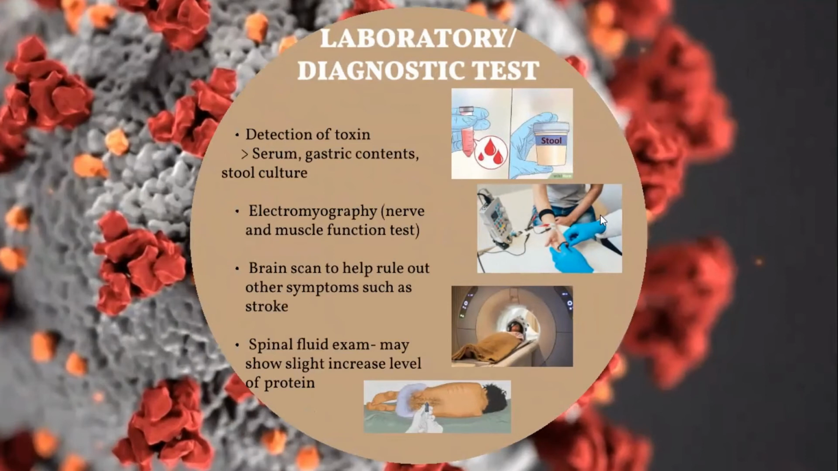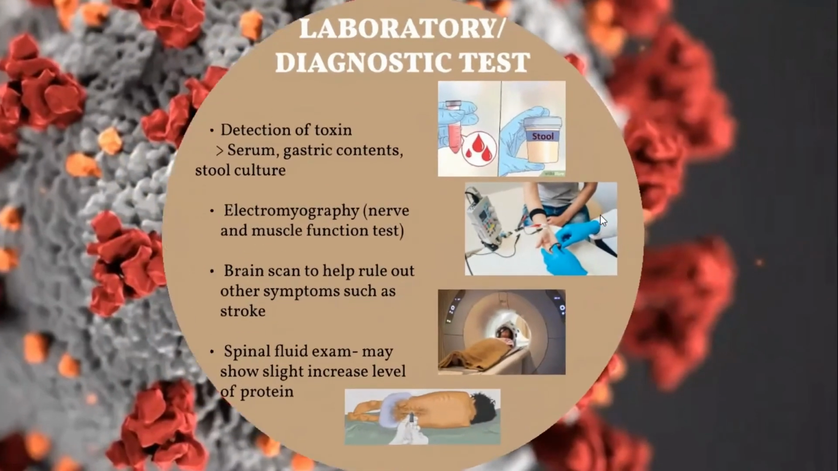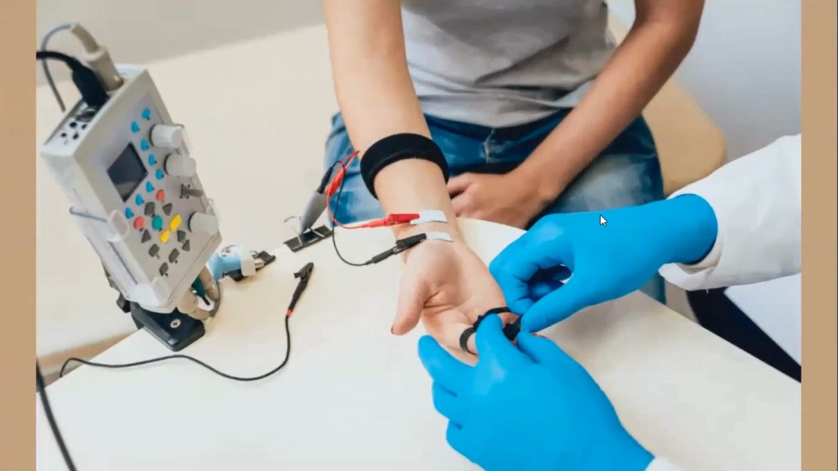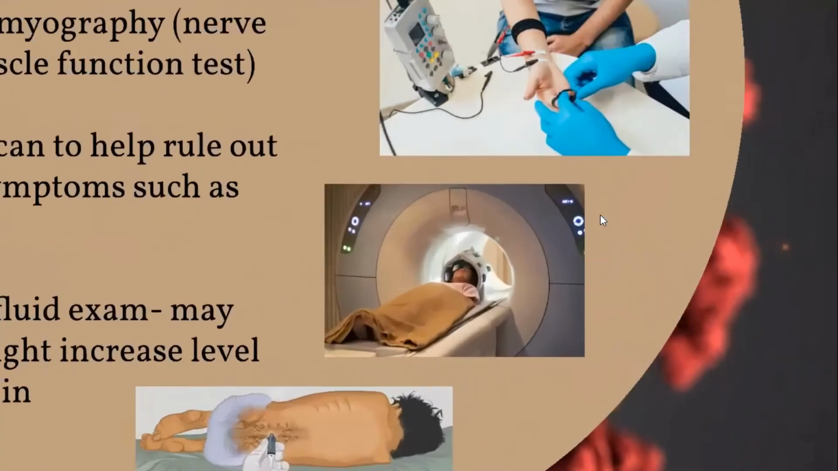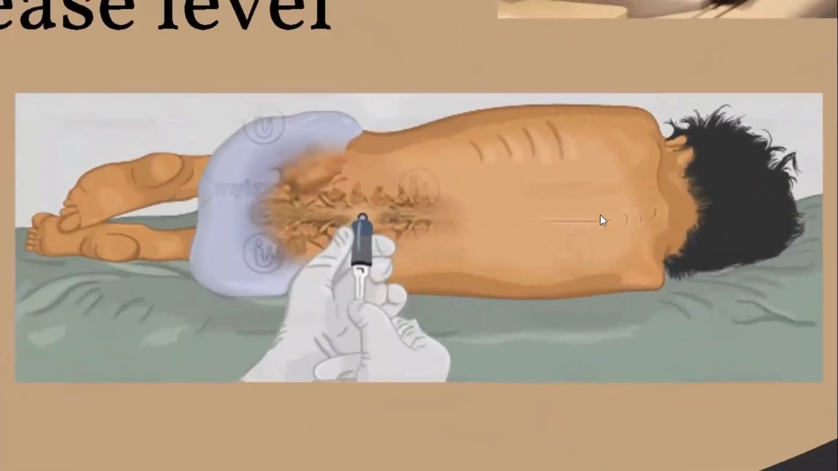And another is a brain scan to help rule out other conditions such as stroke. And lastly, a spinal fluid exam may show a slightly increased level of protein. So we have here the blood and stool culture, the electromyography, brain scan, and the spinal fluid exam.